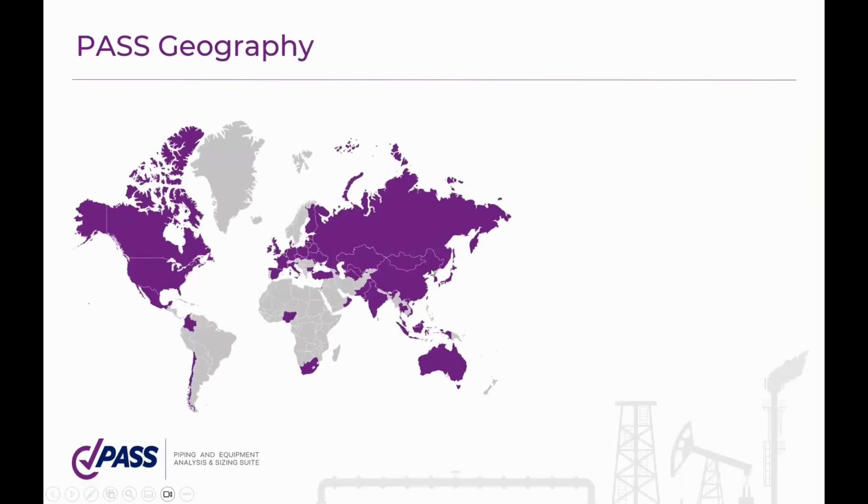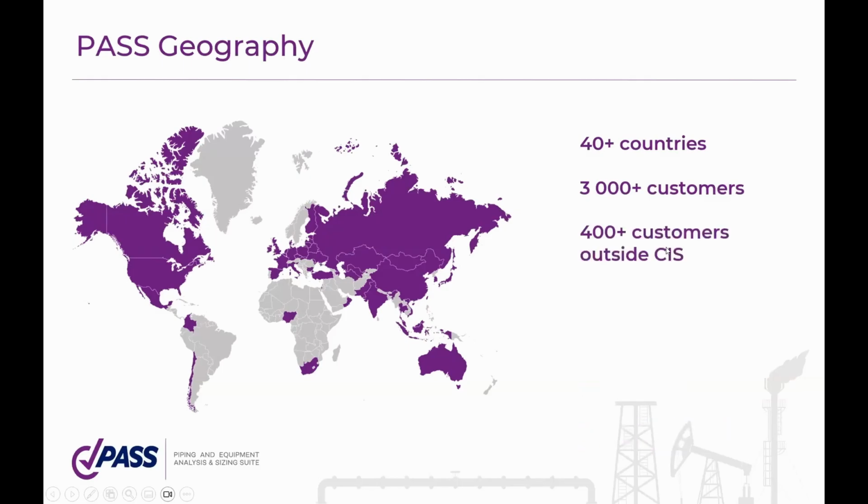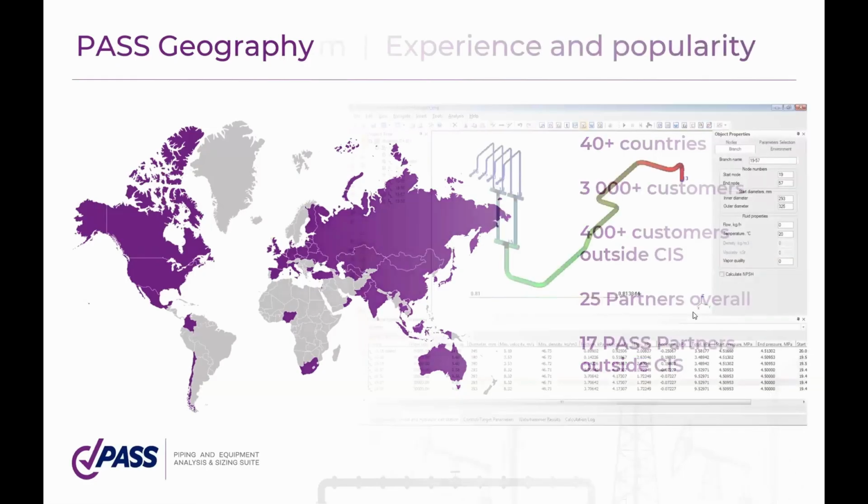And we have a very wide geography. We are in more than 40 countries. We have more than 3,000 customers currently, and still growing. We have 400 plus customers outside CIS. We have a lot of very good partners all over the world. And we have 17 PAS partners outside CIS.